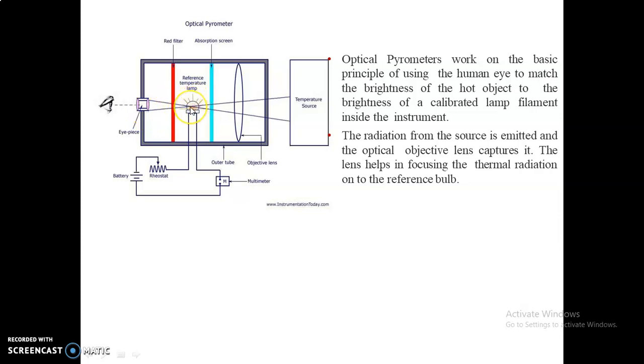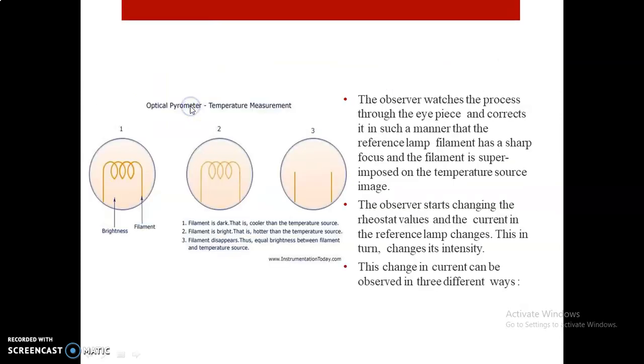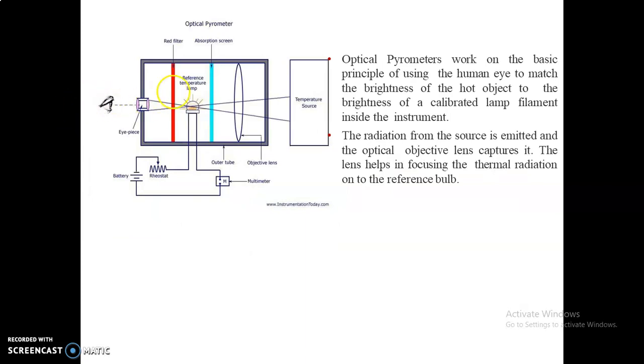Based on the radiation, people can identify the temperature range, whether it is high or low or cold. So here in the reference position, we have a rheostat, battery and a multimeter. By adjusting this rheostat, we find the current across this particular lamp. Through this eyepiece, here this is a temperature source. So how much the temperature range is, based on that the brightness of the lamp will indicate it.